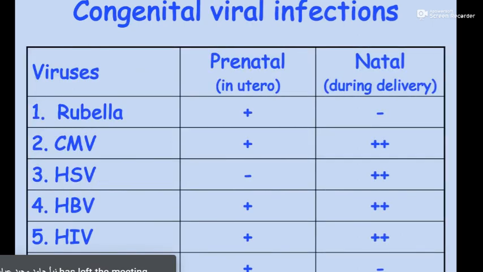Regarding prevention, let us gather all the viruses that cause congenital infection. Of these, the two teratogens are rubella and CMV. Herpes simplex type 2 is transmitted during delivery because it causes genital infection. Hepatitis B and HIV are also transmitted from the mother to the fetus. And the first one we took, parvovirus B19, is also transmitted from the mother to the fetus.